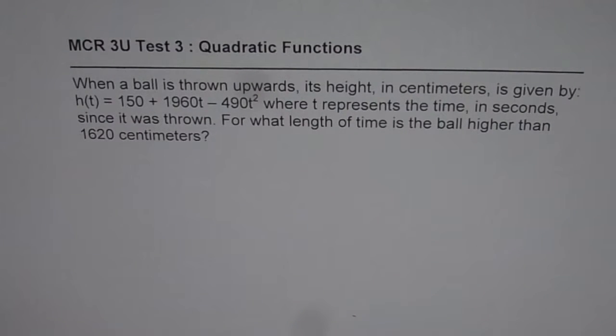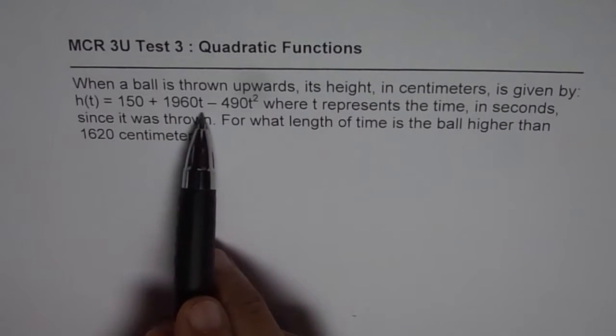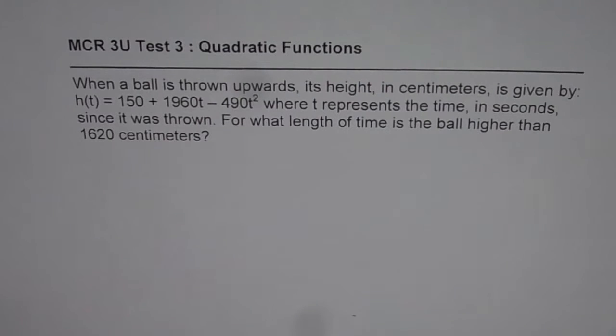The question is, when a ball is thrown upwards, its height in centimeters is given by h(t) = 150 + 1960t - 490t², where t represents the time in seconds since it was thrown. For what length of time is the ball higher than 1620 centimeters? I'd like you to read the question carefully, pause the video, and then solve it.